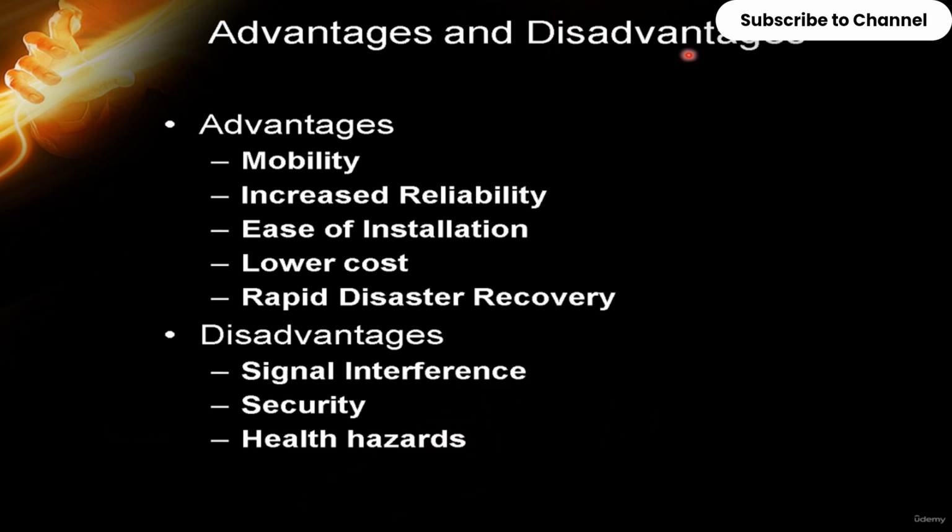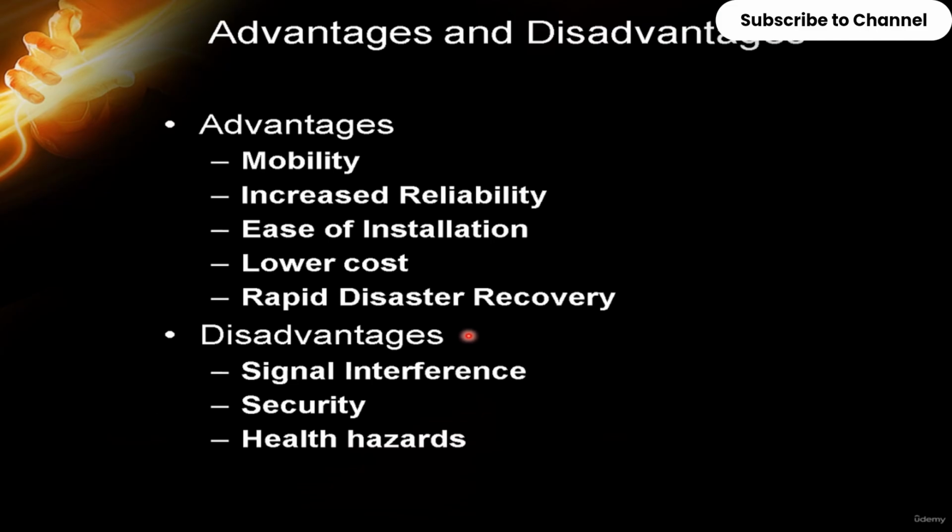Finally, we will see wireless communication's advantages and disadvantages. The advantages are that wireless devices are especially used for mobility purposes. People can easily carry their devices from one place to another. There is also reliability, if it is safe and secure, and easy installation. There is no need for any big hardware installation, the installation cost is lowest, and it is used for rapid disaster recovery.